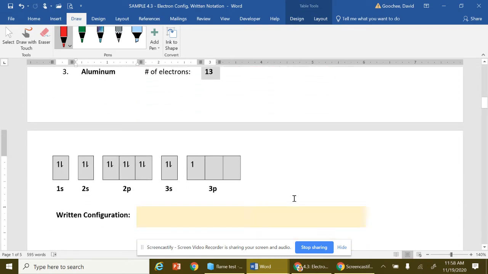Let's do this next one. Aluminum, which has 13. Once again, 1s comes first, and it has 2 in there. Then comes the 2s, which also has 2. Then comes the 2p, which has 6. Then comes the 3s, which has 2. And lastly comes the 3p, which only has 1 electron. So again, make sure you're typing this in. Use superscripts to get those numbers up above.